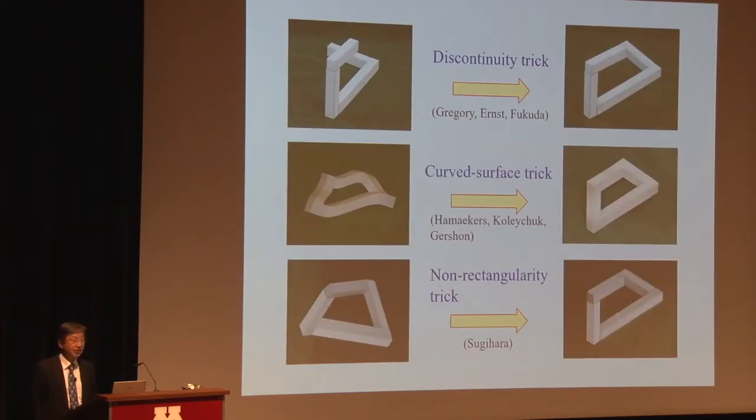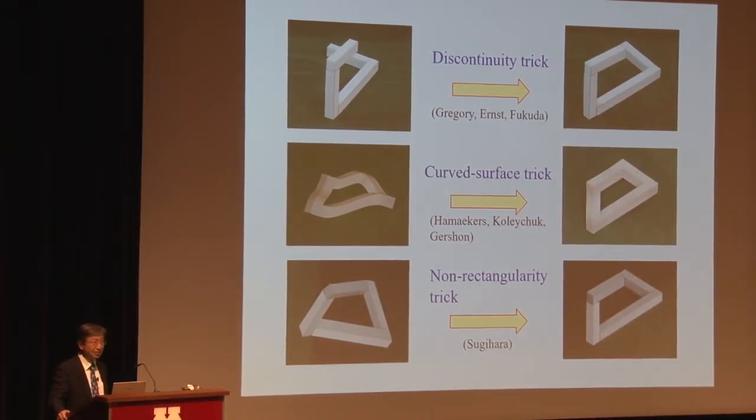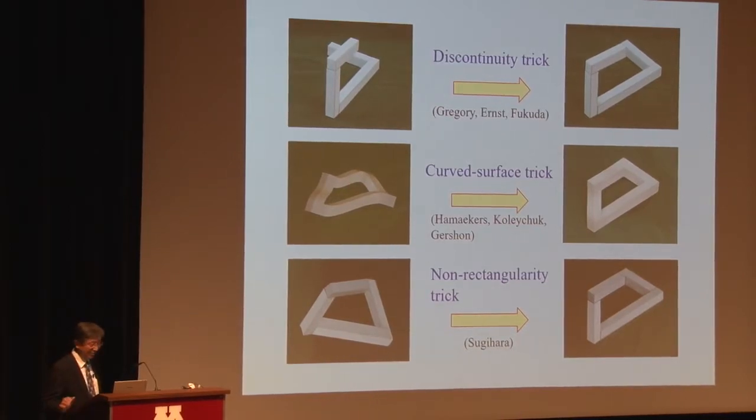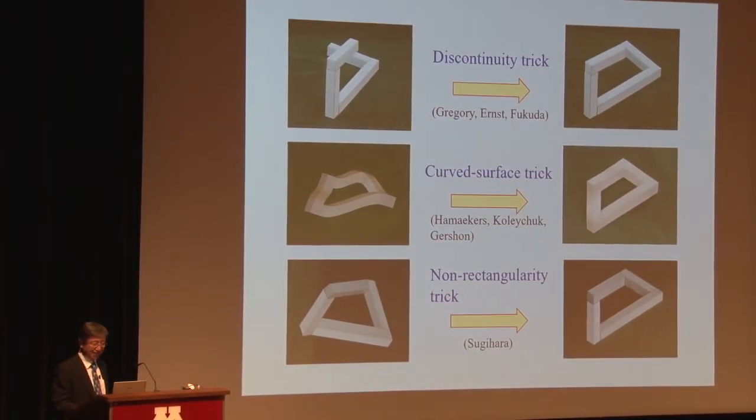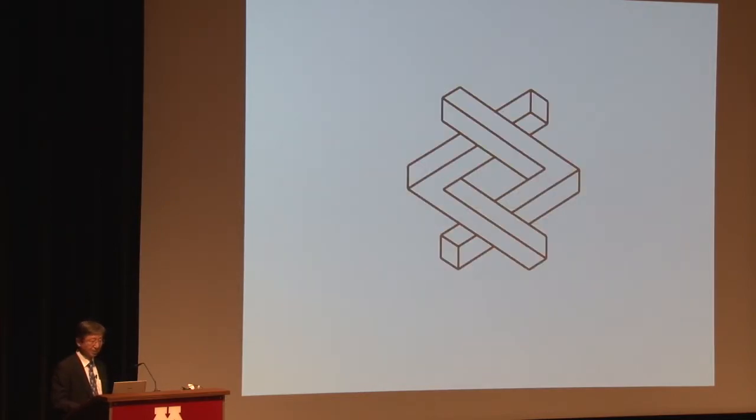Now I have just shown you three tricks to construct a three-dimensional object from the picture of an impossible object: the discontinuity trick, the curved surface trick, and the non-rectangularity trick. Among them, the third trick, the non-rectangularity trick, is most stable in the sense that if we change the viewpoint a little, the trick is least visible. The trick does not become visible by a small displacement of the viewpoint. So let me show some other examples of three-dimensional objects made using the third trick.